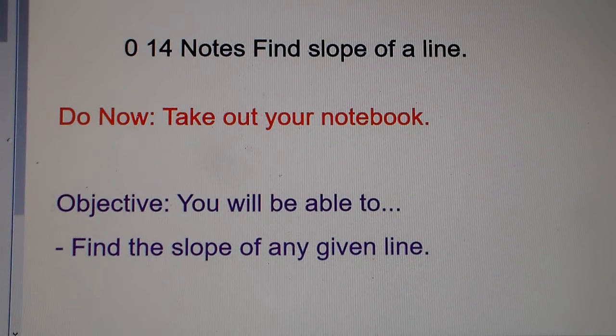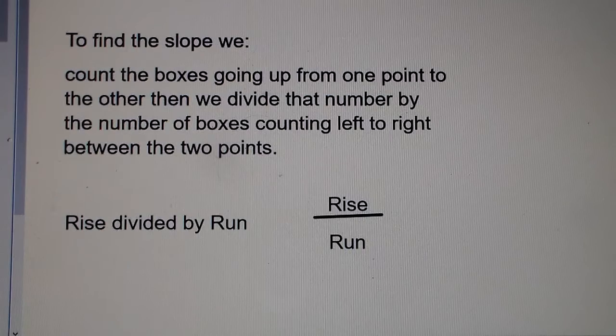Alright, this is O14 Notes, finding slope of a line. Objective, you'll be able to find the slope of any given line. So, first things first, to find the slope, we need to count the boxes going up from one point to the other. Then we divide by the number of boxes that we're counting left to right between the 2 points.